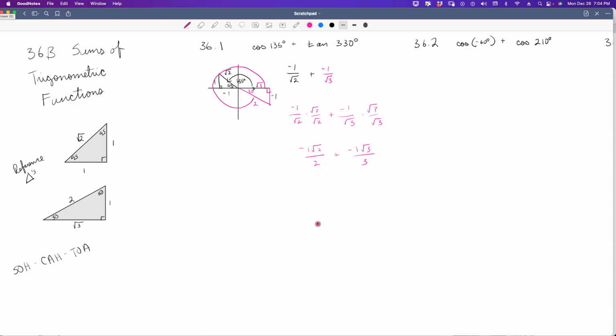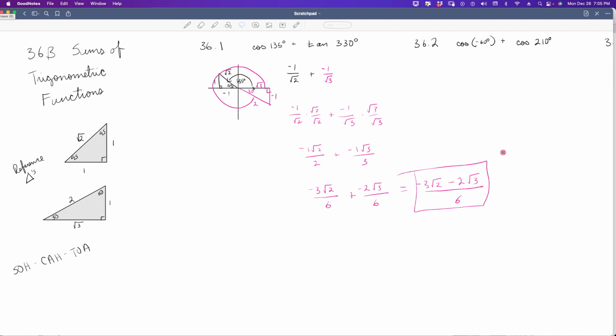Now I just resolve to have a common denominator, and I get -3 times the square root of 2 over 6 plus -2 times the square root of 3 over 6. Now because they have the same common denominator, and because they're both having a radical, I can put them together into one fraction. So -3 times the square root of 2 minus 2 times the square root of 3 all over 6. And that would be my answer for this one.